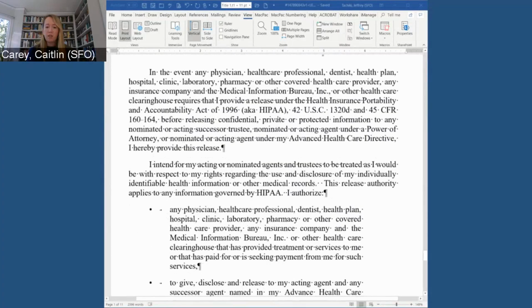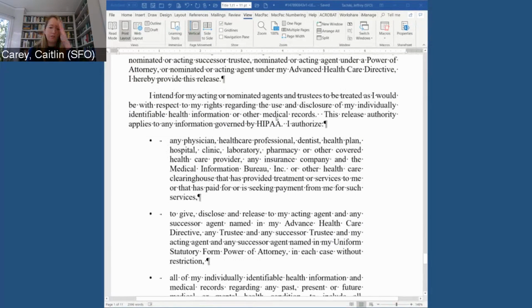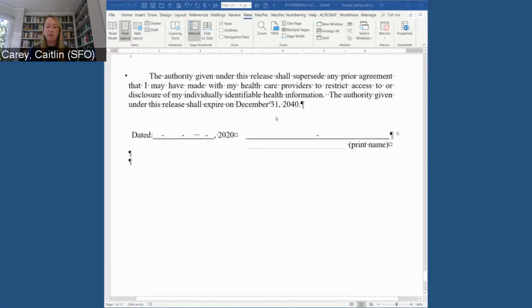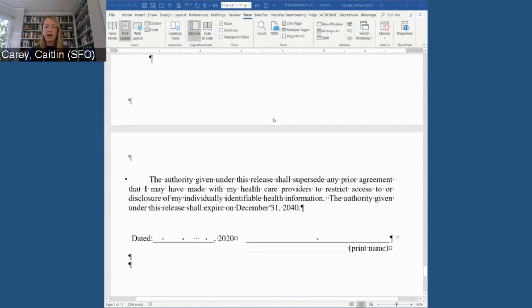Finally, here's the HIPAA release. So I think most of you are probably healthcare providers. You're familiar with this, so I won't go into it. But essentially, this document will give your agent access to your medical records, so that they can hopefully make an informed decision about your care if they're in that position to have to act for you. So assuming you're comfortable with signing a HIPAA release, you'll just date and sign here, and then print your name below the signature line. And that's it.